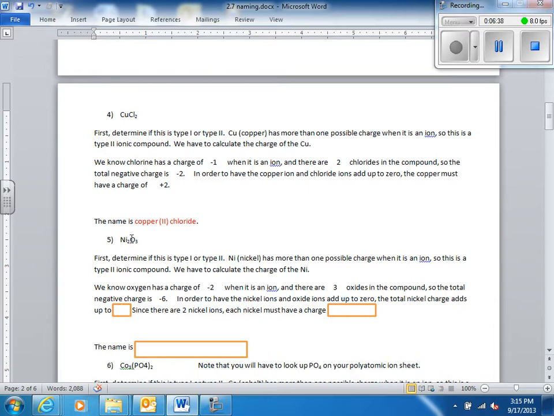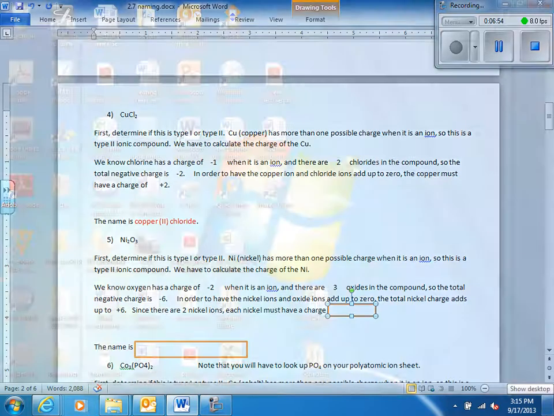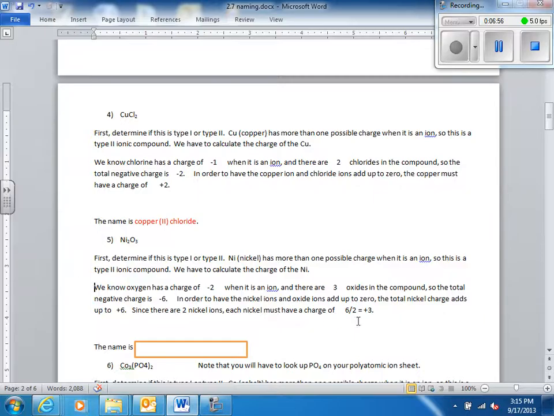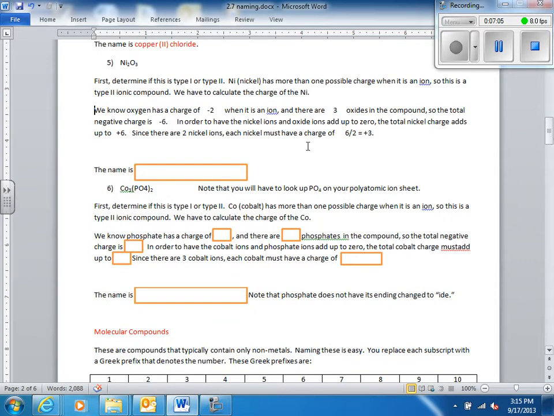So if the negative side adds up to -6, the positive side must add up to +6. There are 2 nickels that total +6. So now think, if 2 of them equal +6, then one of them must equal, whoops, +3. It's just the total divided by the number of atoms to get the charge on the nickel. Now we're going to have to write that number as a Roman numeral. So it would be nickel 2, nickel 3.